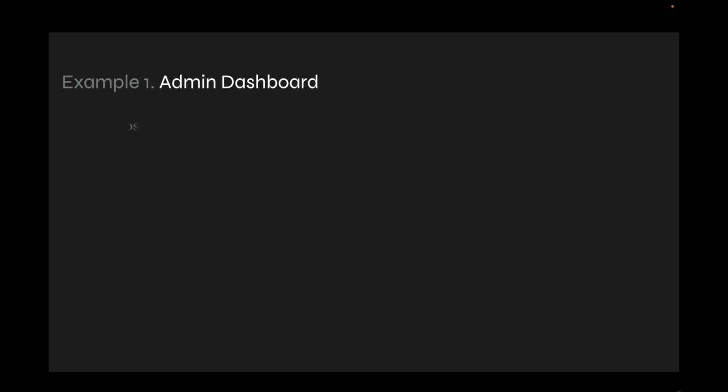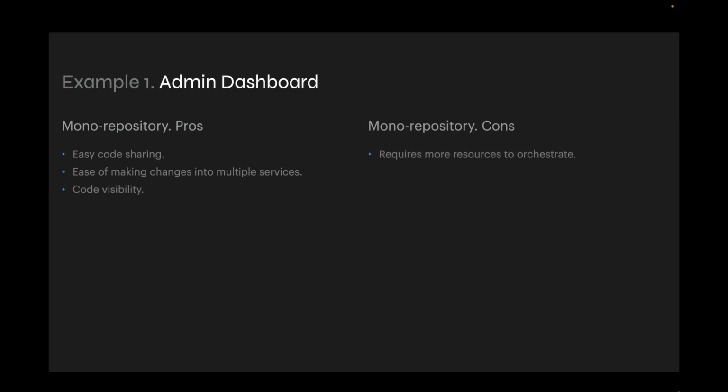In case we decide to go with micro-frontends, we also need to decide how we will organize code in repositories. Will we use a mono-repository or multiple repositories? If we go with a mono-repository, we will get easy code sharing, ease of making changes to multiple services, and good code visibility. But mono-repositories require more resources to orchestrate. So the question is, are these advantages crucial in our case? The answer is no, not really.